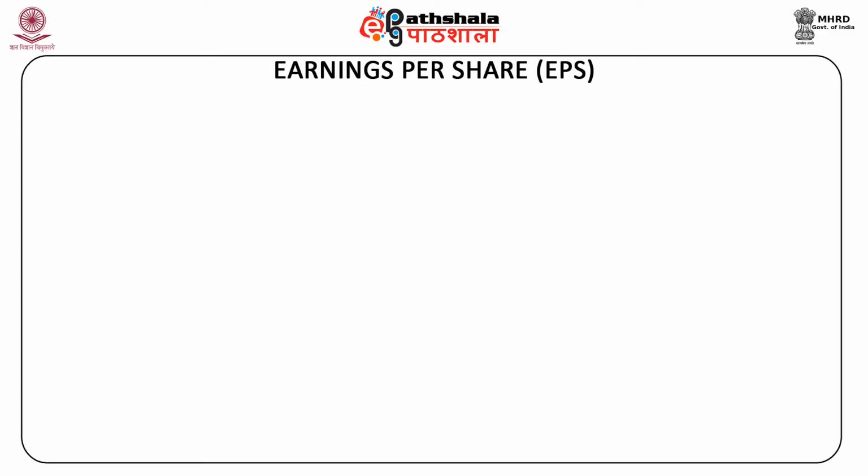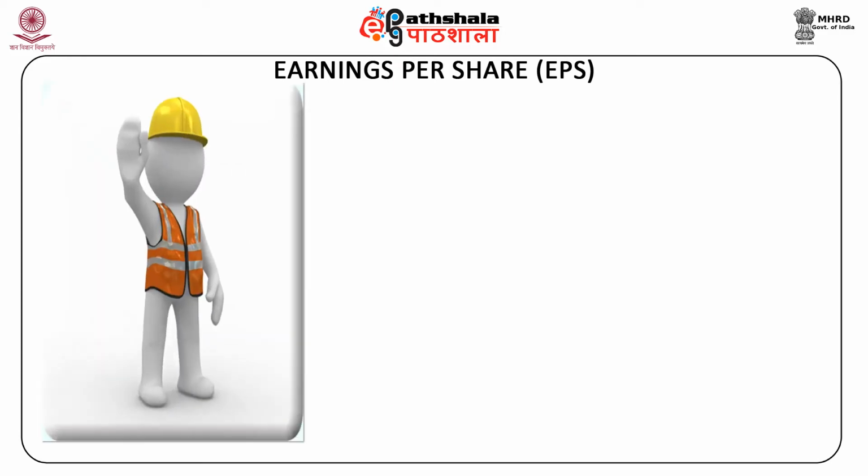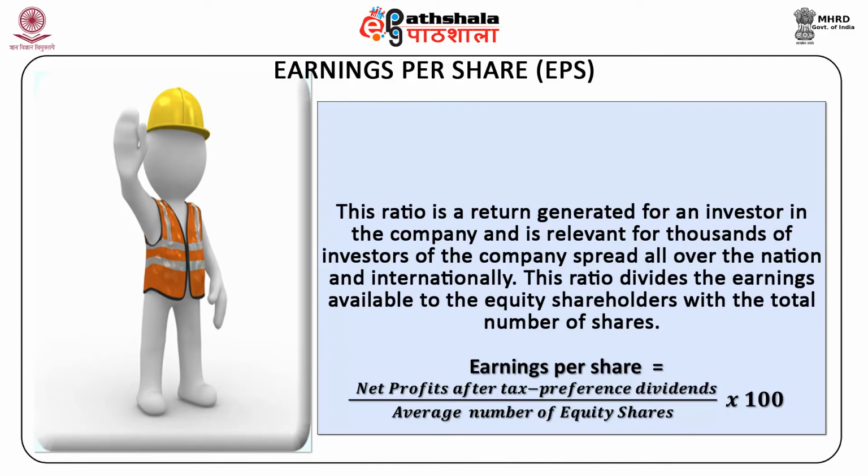Earnings per share or EPS. This ratio is a return generated for an investor in the company and is relevant for thousands of investors of the company spread all over the nation and internationally. This ratio divides the earnings available to the equity shareholders with the total number of shares. Earning per share is equal to net profit after tax minus preference dividends divided by average number of equity shares.